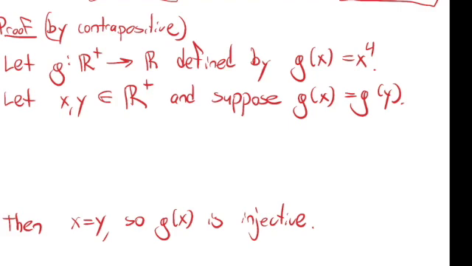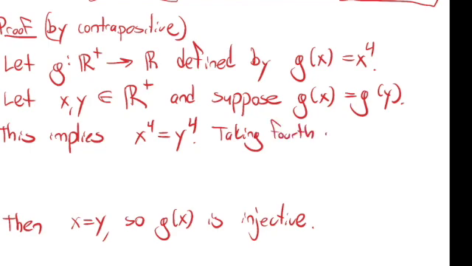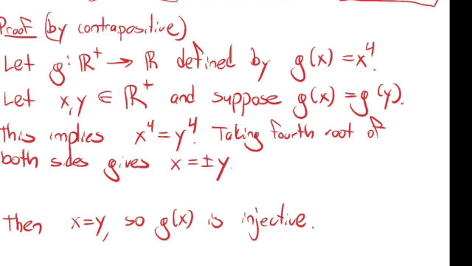So if we suppose g of x is equal to g of y, this would imply that x to the fourth equals y to the fourth. And then we can take the fourth root of both sides. Right, which doesn't tell us x equals y in general. It would tell us that x could be plus or minus y, because when we take them to the fourth power, the sign is going to go away. And we would like to show that they're equal to each other. And so this is where we would have a problem.